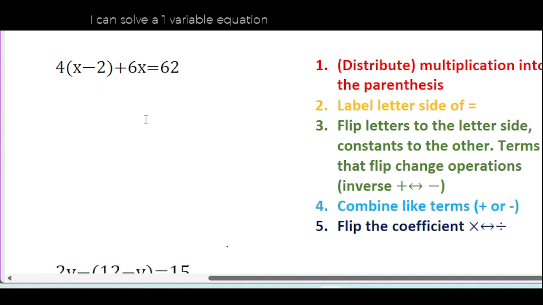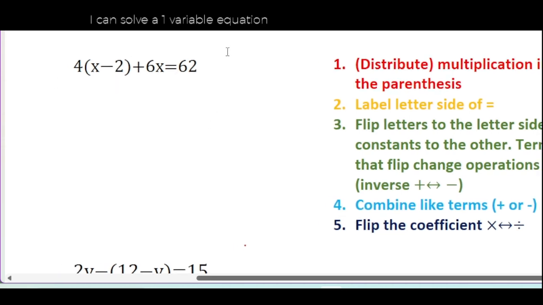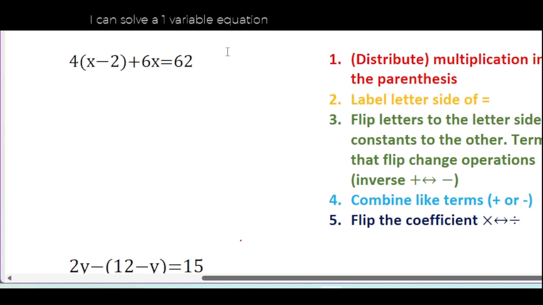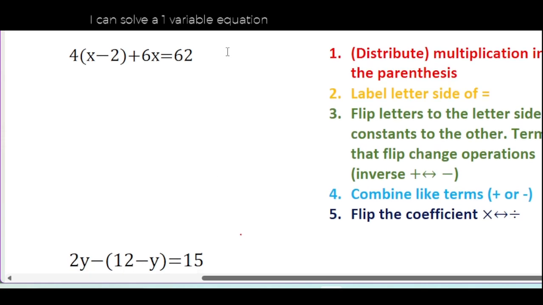The idea is that we get this variable by itself on one side of the equation. When I say sides of the equation, I mean sides of the equal sign. So that's what we're doing. We're separating the equation into two different expressions, and we're going to start moving things away from the variable.